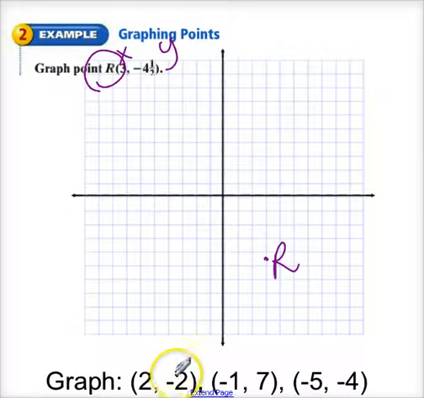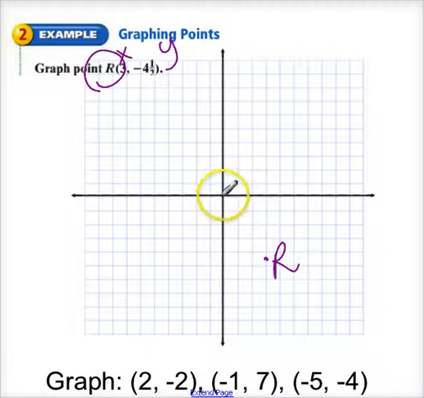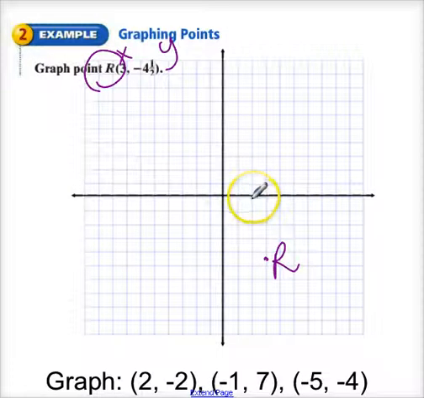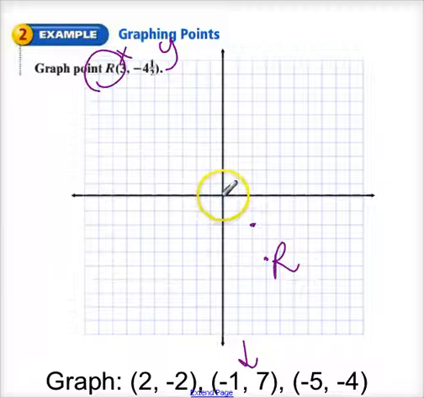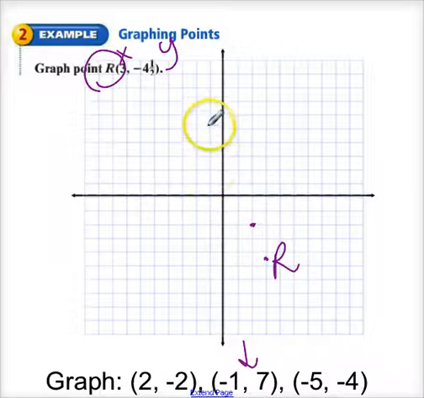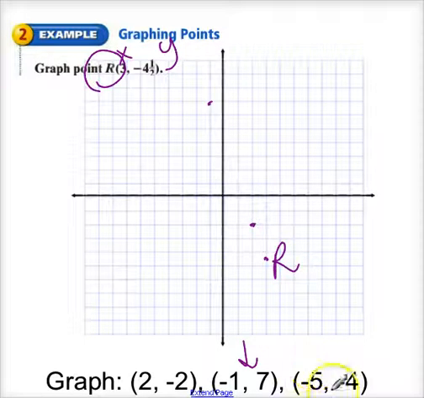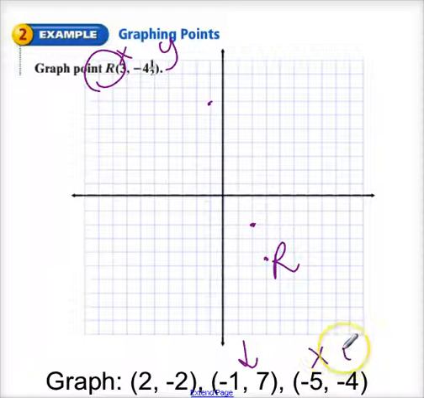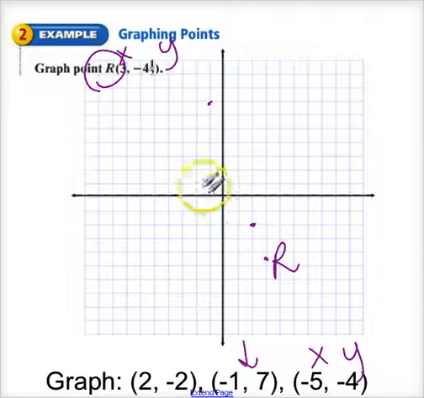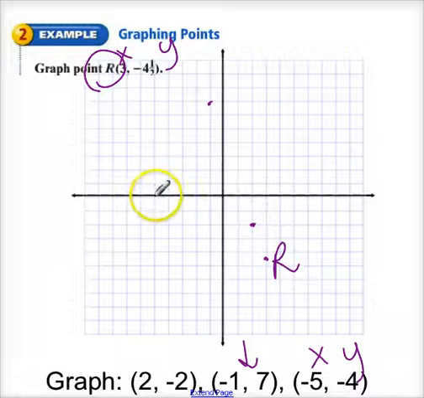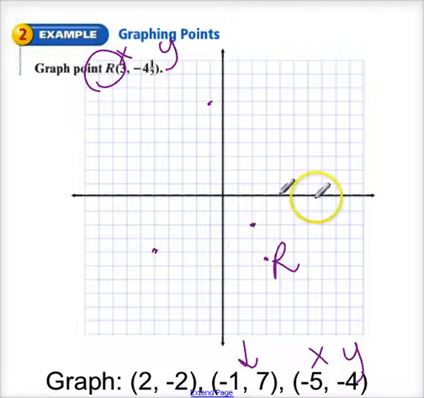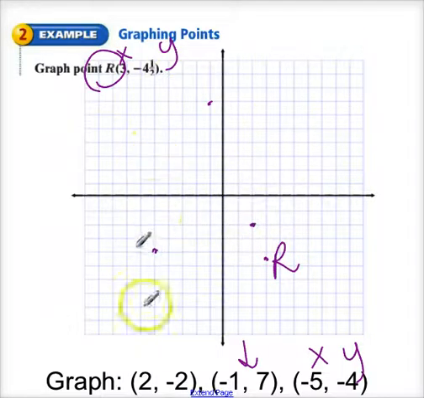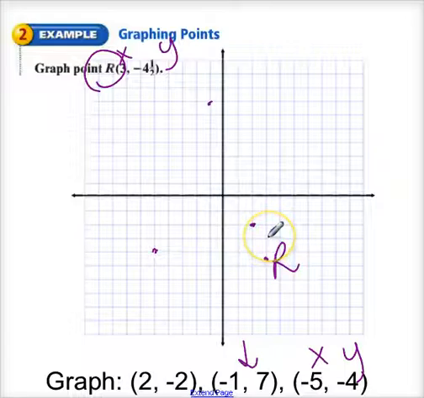Let's graph 2, -2. Start at your origin, go over 2 to the right, down 2. Next one, -1, 7. -1 is my x, so I go left. +7 is up. 1, 2, 3, 4, 5, 6, 7. -5, -4. X first, then y. -5 to the left. -4 is down. So I have points in almost all my quadrants. Quadrant 1 is still empty. Quadrant 2 has a point. Quadrant 3 has a point. Quadrant 4 has 2 points.